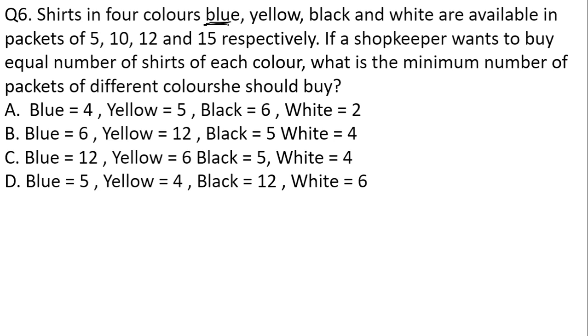The first color is blue, the second is yellow, black and white. These shirts are available in a packet of 5, 10, 12 and 15 respectively. If a shopkeeper wants to buy equal number of shirts of each color, what is the minimum number of packets of the different colors he should buy?